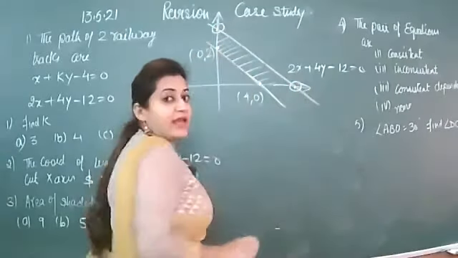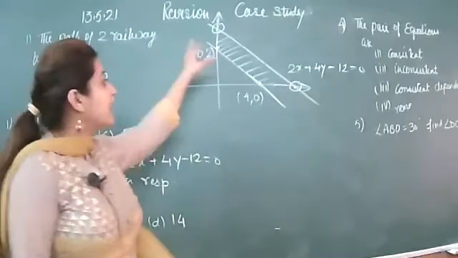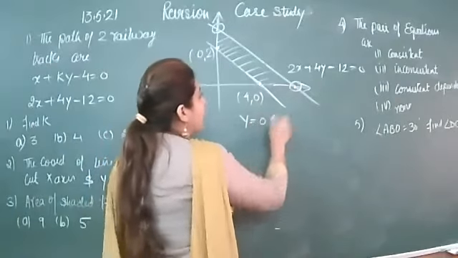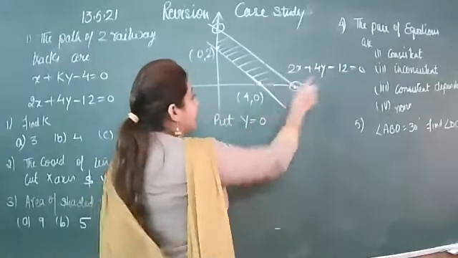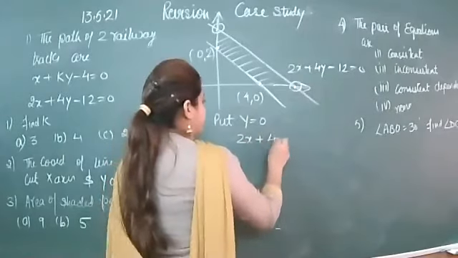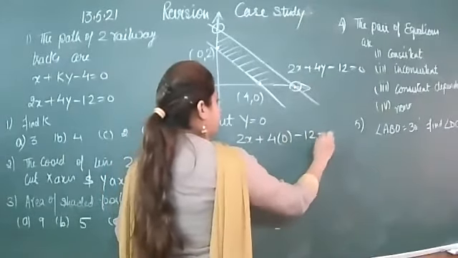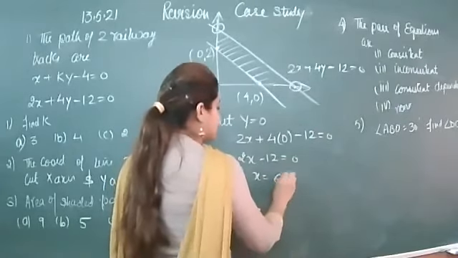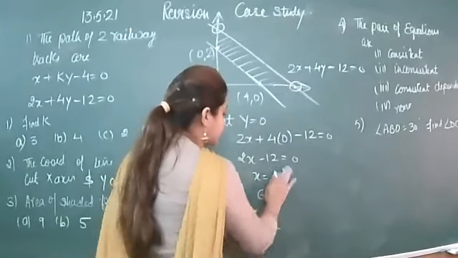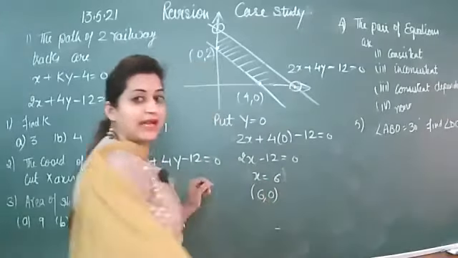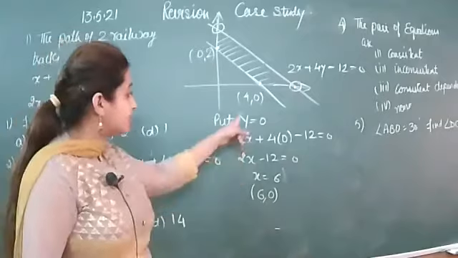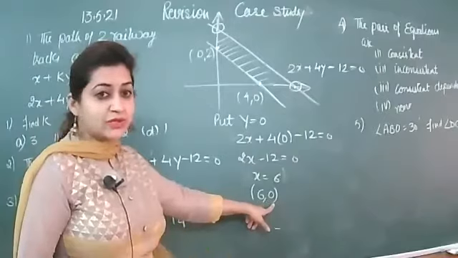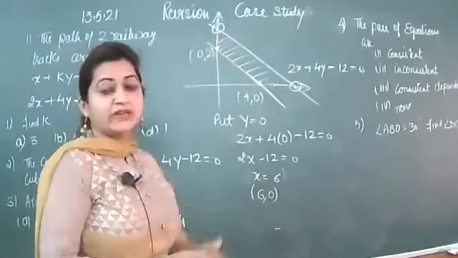You have to find this point. As you know that if a line is meeting the x-axis, then its y coordinate must be 0. So put y is equal to 0 in this equation. So this is 2x minus 12 equal to 0, x is equal to 6. So your first coordinate is (6, 0). And let's find the other coordinate. This line is meeting the x-axis at (6, 0). And if you want to find this coordinate, what will you do?